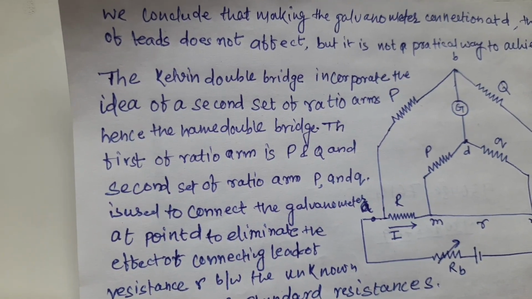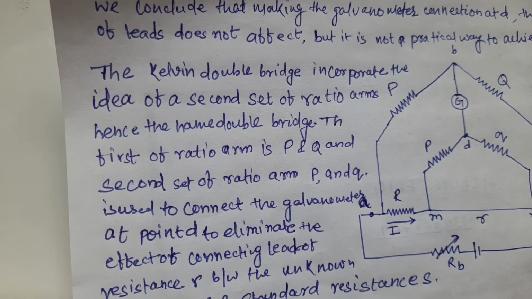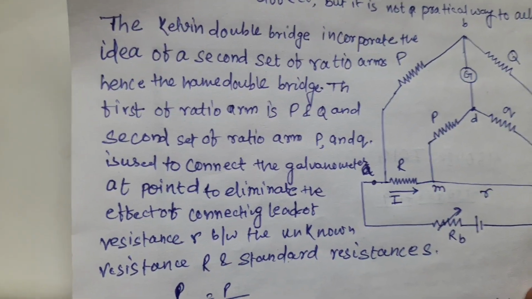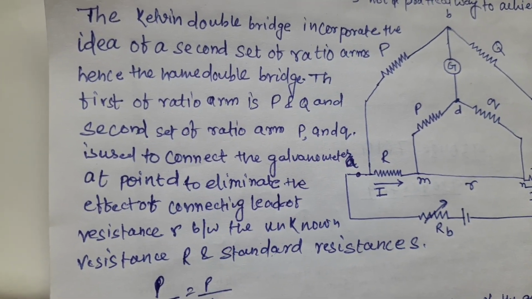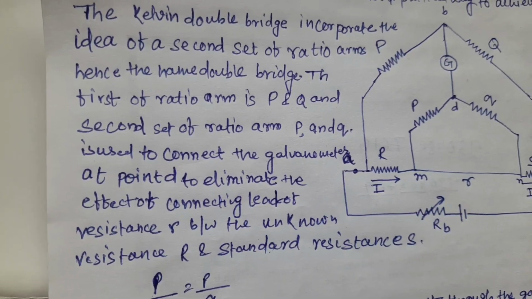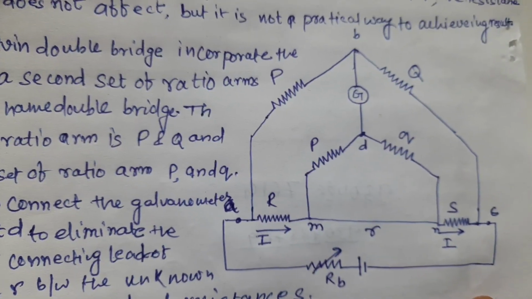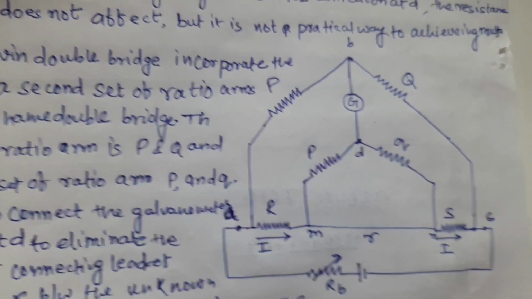The first ratio arm, capital P and Q, and the second set of ratio arms, small p and small q, are used to connect the galvanometer at a point to eliminate the effect of connecting lead resistance between the unknown resistance. So this modified Wheatstone bridge is called the Kelvin double bridge.